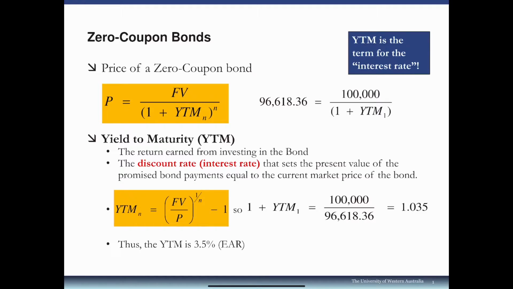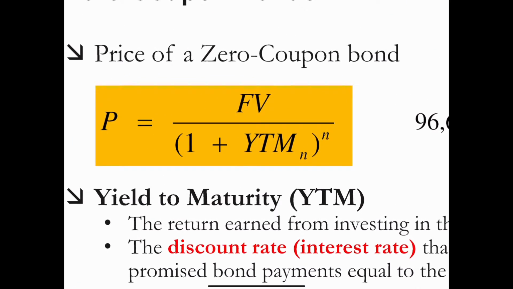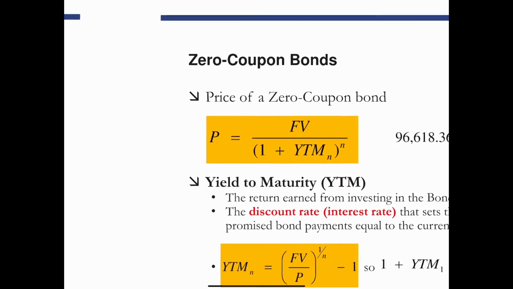So here, the yield to maturity is an interest rate such that you can set the equality. The yield to maturity is defined as an interest rate that makes this P equal to FV divided by this, right? It's an interest rate that makes the price the same as the face value divided by 1 plus the interest rate to the power of n.